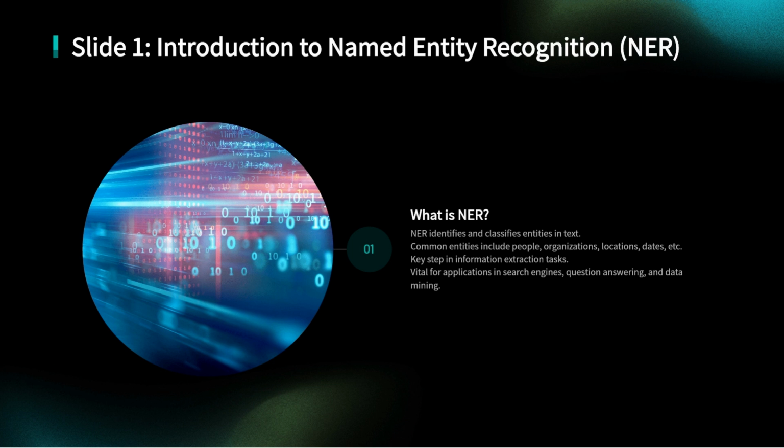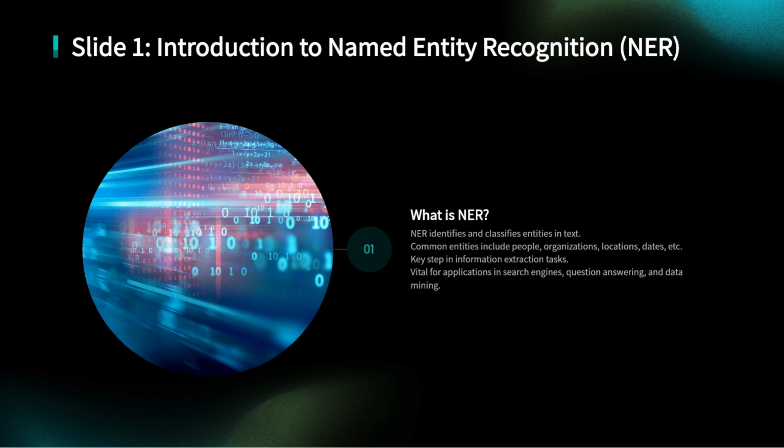For example, in the sentence, "Apple was founded by Steve Jobs in Cupertino," NER would recognize Apple as an organization, Steve Jobs as a person, and Cupertino as a location. NER is a critical component in many information extraction tasks. It helps machines extract meaningful information from unstructured data, making it easier to process and understand text.